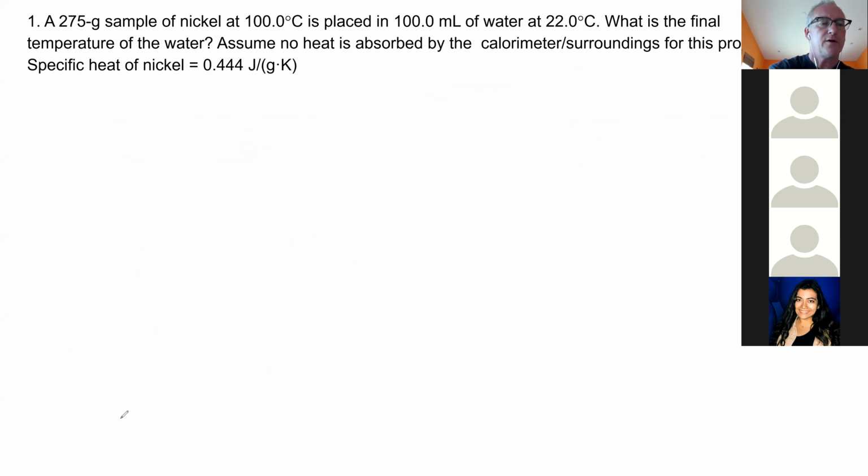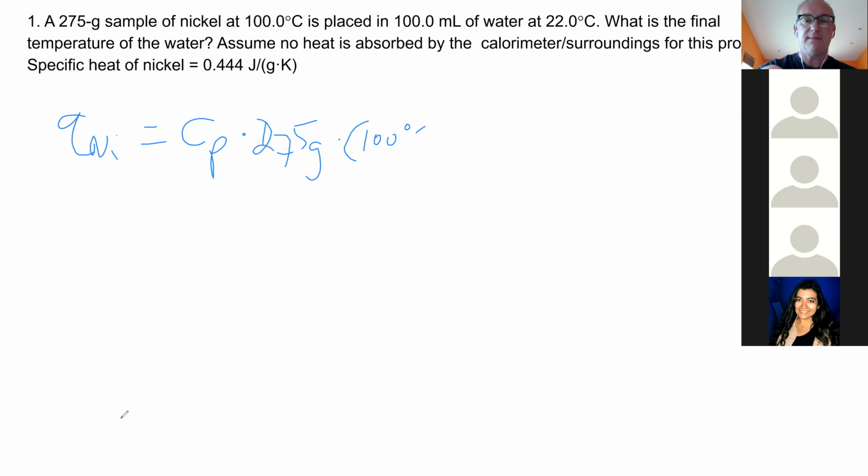So at the end of it, Q nickel is going to equal the specific heat of nickel times the mass of nickel, which is 275 grams, times the change in temperature. And that's going to be 100 degrees C minus the final temperature, right? So far so good? How do we find the final temperature? That's what we're going to figure out. We're going to use math.